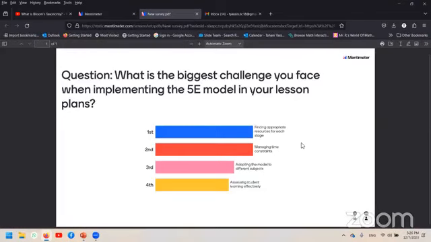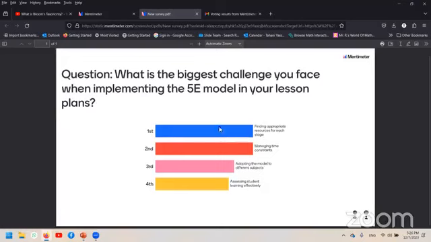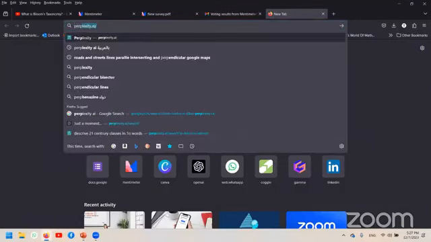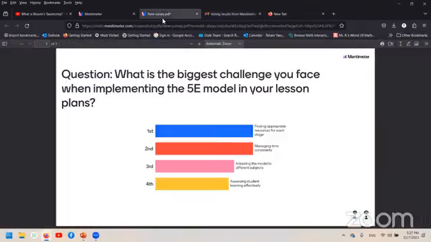Okay, this was the part where we took the most time: you saw how I divided it for you, finding appropriate resources for each stage. But let me, for finding appropriate resources, go to perplexity.ai. Okay, perplexity.ai will help you as a resource.